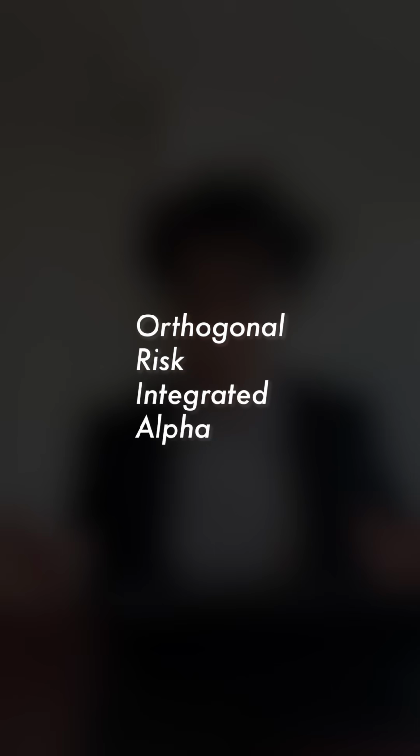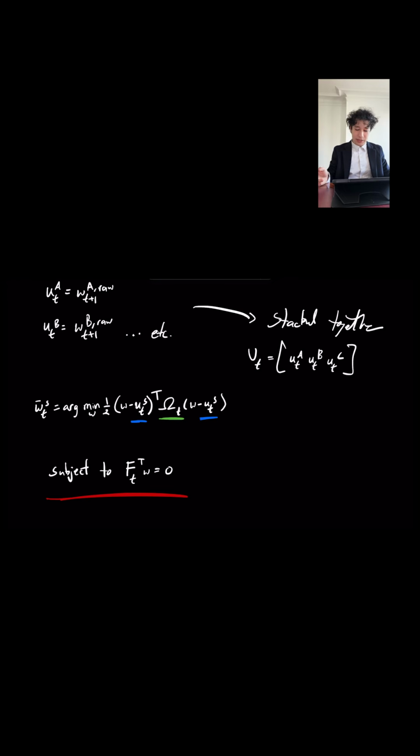Hello everybody, this is part 2 of explaining ORIA, which is my original quantitative architecture. It stands for Orthogonal Risk Integrated Alpha. In part 1, we last left off with the orthogonalization step. So okay, now that we're done with that, the allocator takes over.